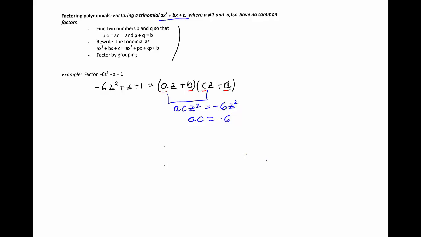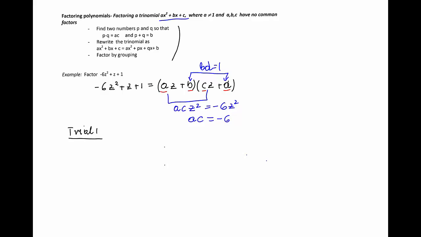There are a lot of possibilities for a times c to be negative 6, but if we are looking only for integers, then the number is quite reduced. Now, if I multiply b and d, I will obtain the term without the z, and therefore this b times d should be equal to 1. And here we have only two possibilities: either both b and d are 1, or both b and d are negative 1.